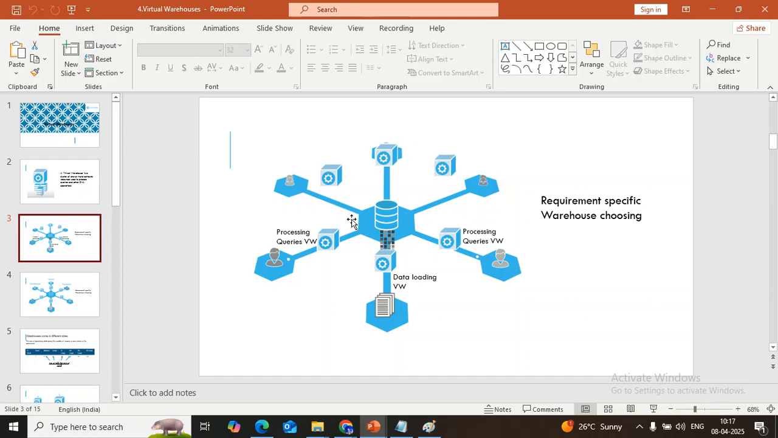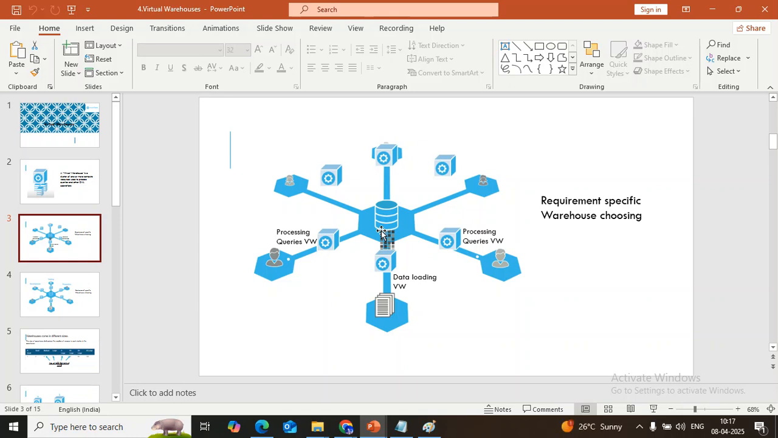Suppose some interviewer has asked you, in your organization, how is the warehouse defined? In your organization or in your company, how have you guys defined your warehouses?